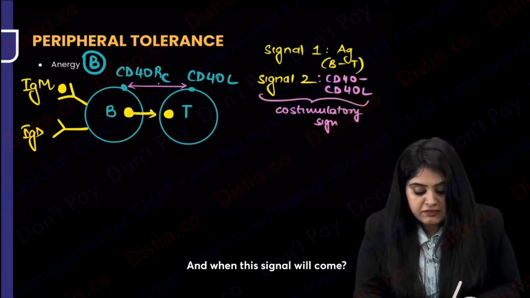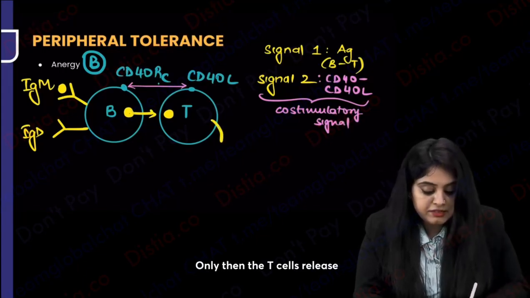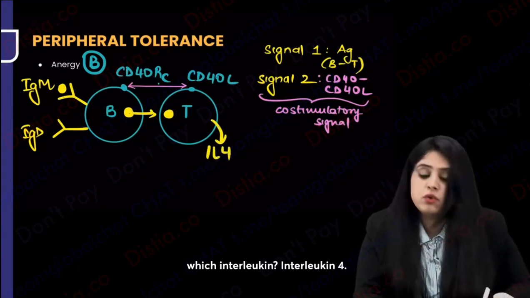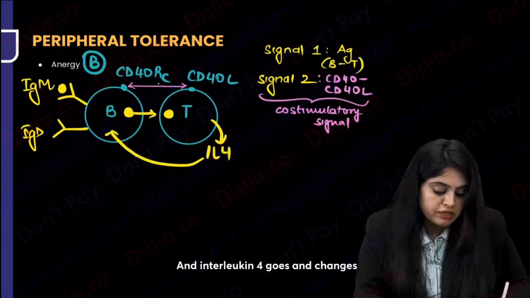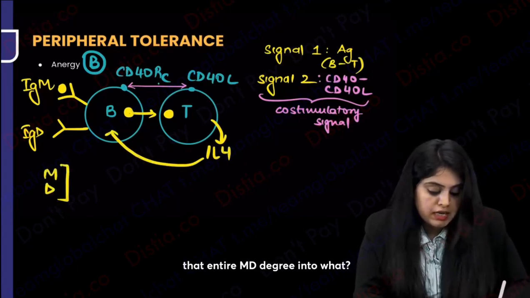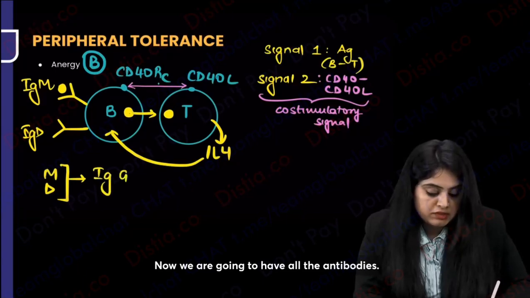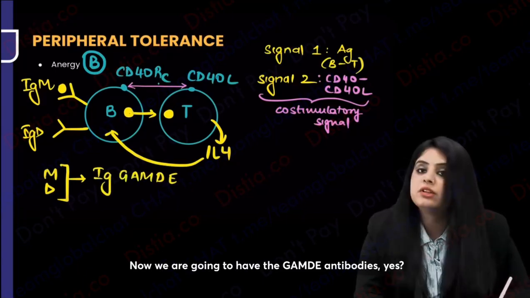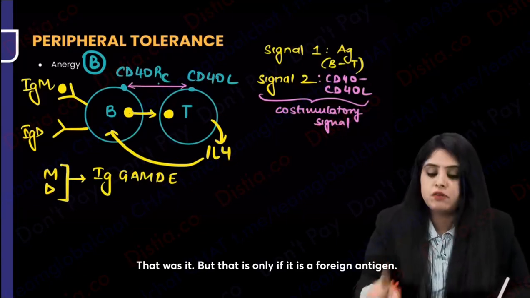And when this signal comes, only then do the T cells release which interleukin? Interleukin 4. And interleukin 4 goes and changes that entire MD degree into what? Now we are going to have all the antibodies. Now we are going to have the IgG, IgA, IgE antibodies. Yes, that was it. But that is only if it is a foreign antigen.